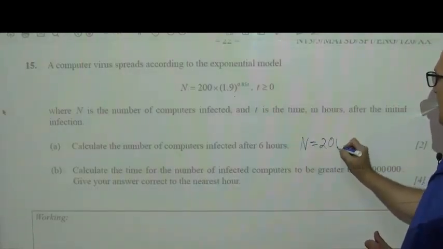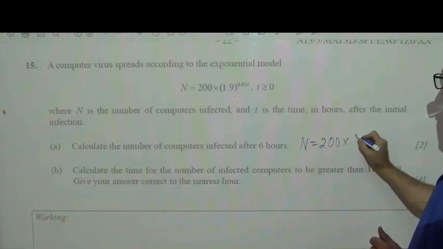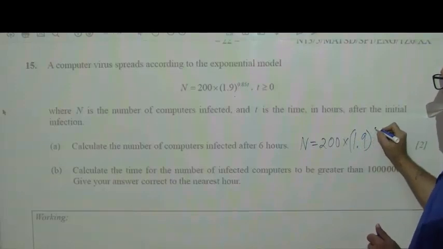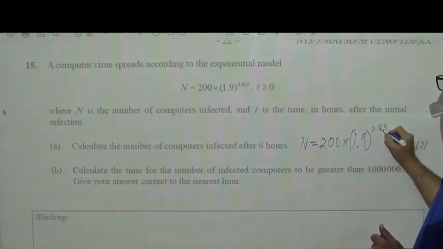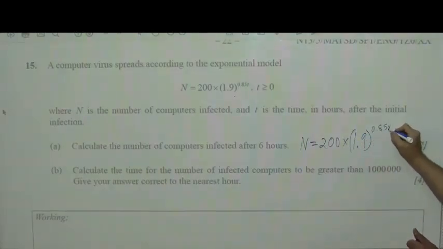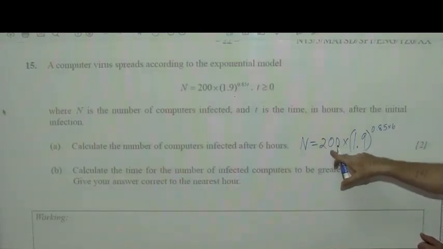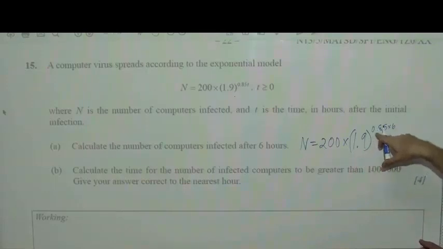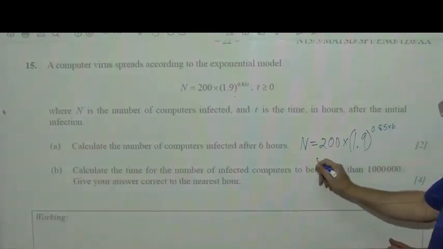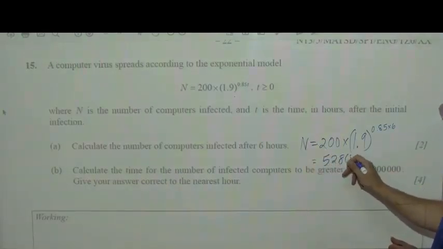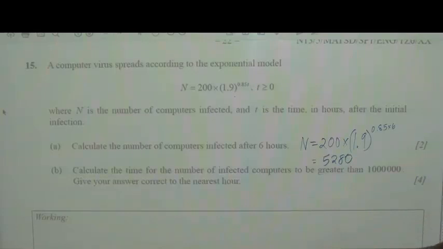And I know you're doing this on your calculator, but you should write down what you're doing on your calculator. So this is the equation you're solving: 200 times 1.9 to the power of 0.85 times 6. Do that on my calculator, and I come out with 5,280.